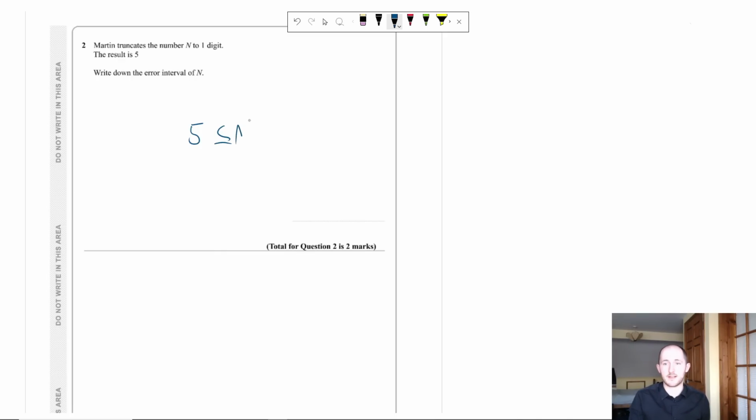Less than or equal to n, because it can still equal 5. And now what is the biggest it could possibly be? Well, it would be 5.99999999999 going on forever. So how do you actually write that? Well, you just do it as less than 6, okay? And the reason for that is it's infinitely close to 6, but not quite. But that'll be it for 2 marks. So yeah, be careful of truncation. Go through a few examples. Literally all it means is cutting off the end, right? You're not rounding, you're literally just removing digits.